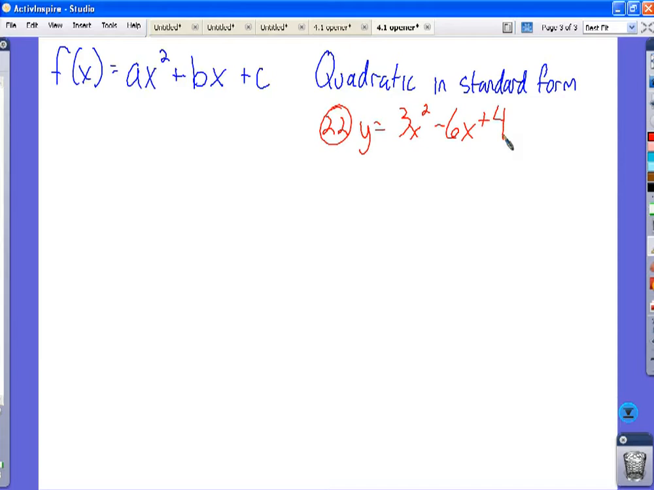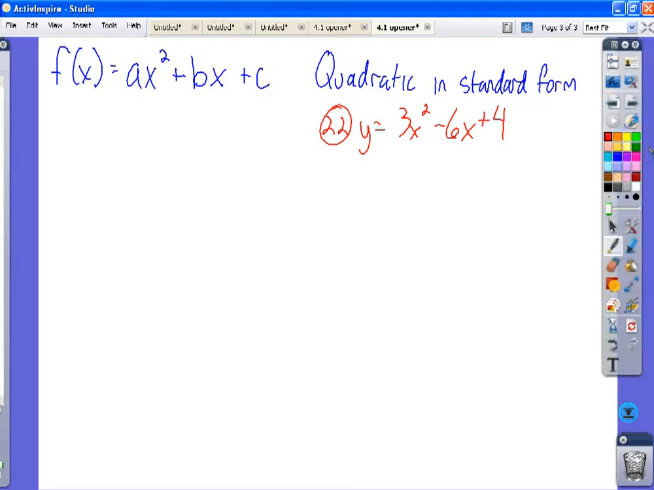X squared minus 6x plus 4. First, we're going to want to find the vertex. It's going to make it easier. We can find the vertex. We find the axis of symmetry goes right through the vertex, and we have this reflection of the axis of symmetry that makes it easier to graph as well.